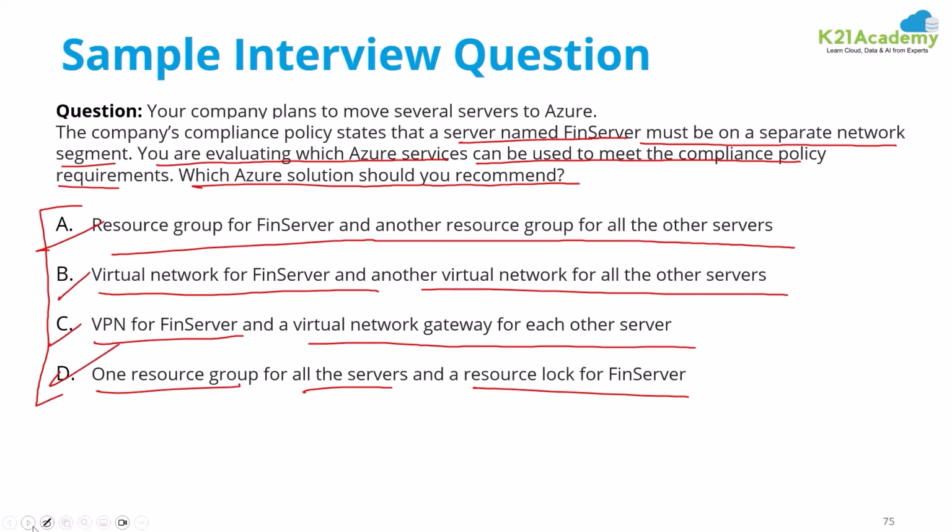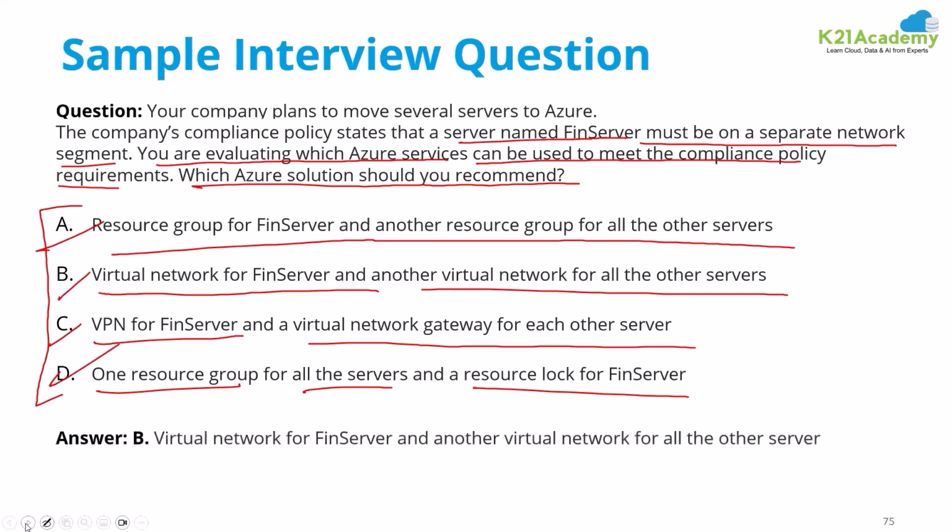So let's look at the answer. The correct answer is B, because we have to actually correct Kishore. It should be B because we want to segregate the fin server from the rest of the servers on a separate network segment. So a virtual network, a separate network for fin server. Simple.